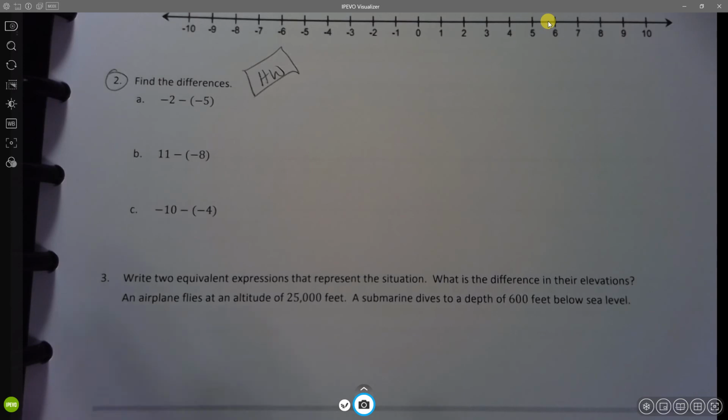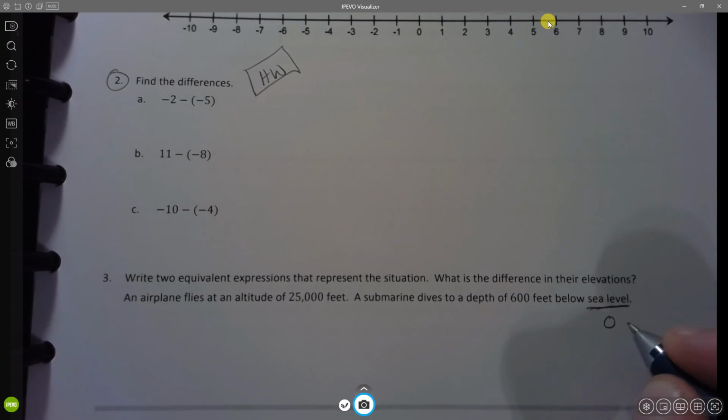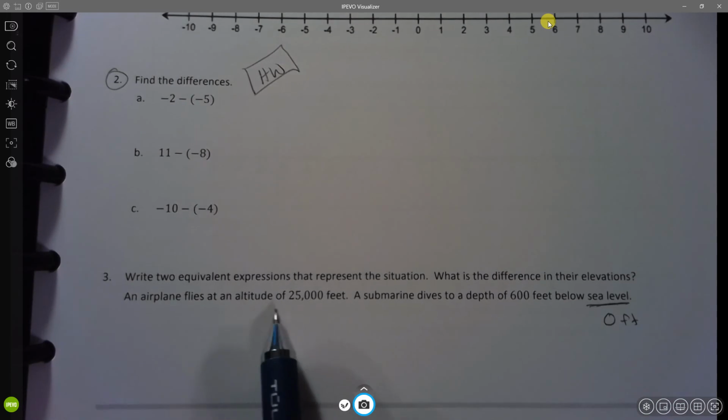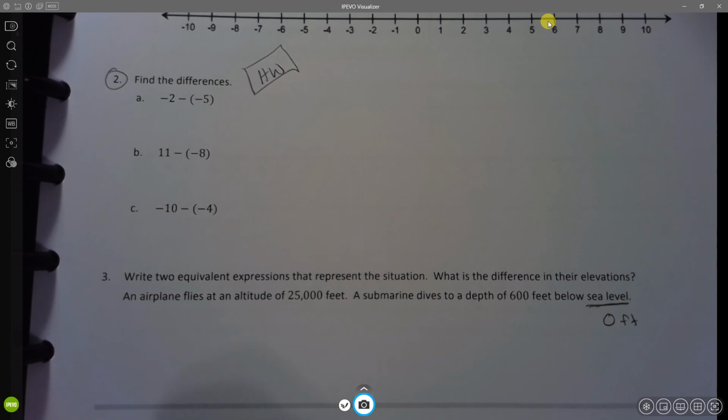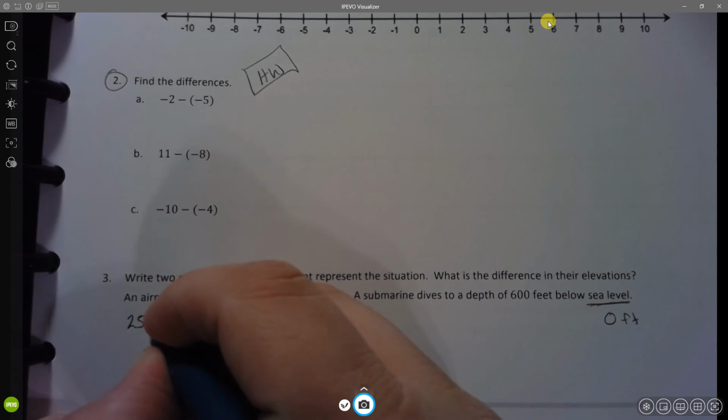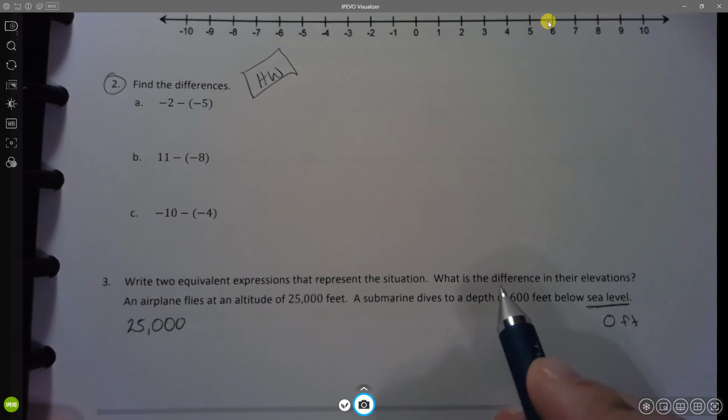Okay, so now, sea level, for those that are unsure of it, is at 0 feet. So if an airplane is flying at 25,000 feet above sea level, is it going to be positive or negative? Okay, so 25,000 is going to be a positive number. It wants to know the difference, so we're looking at a subtraction problem.